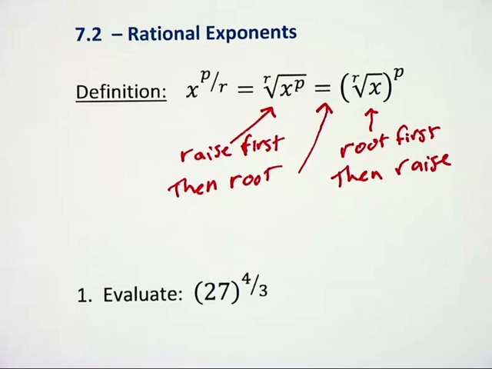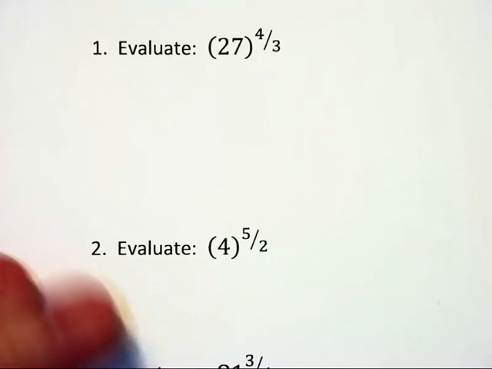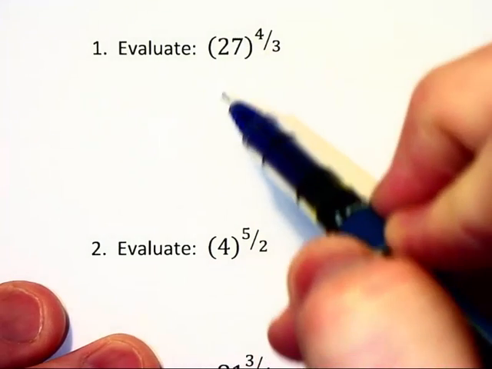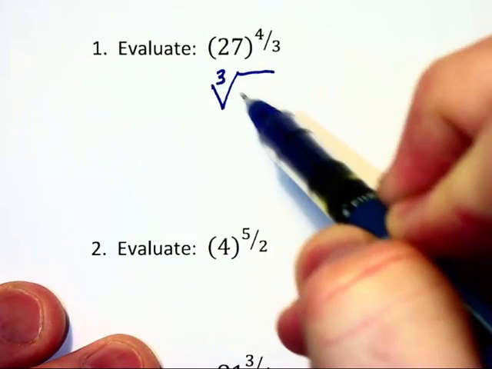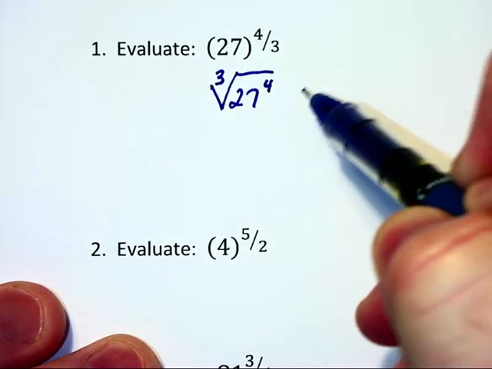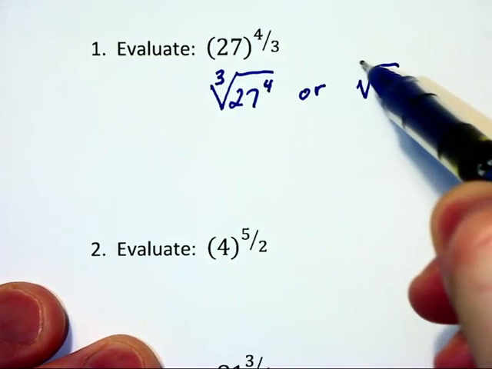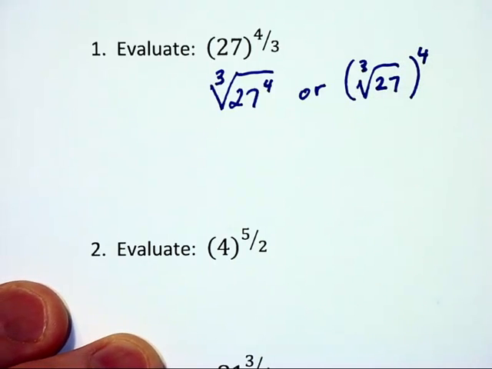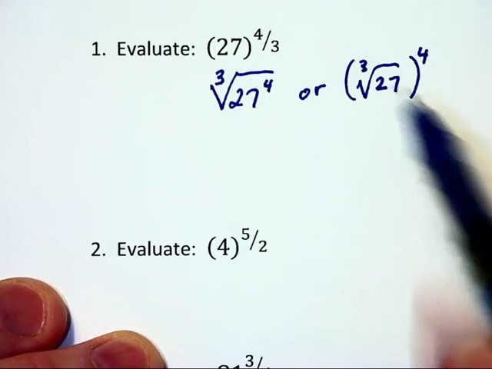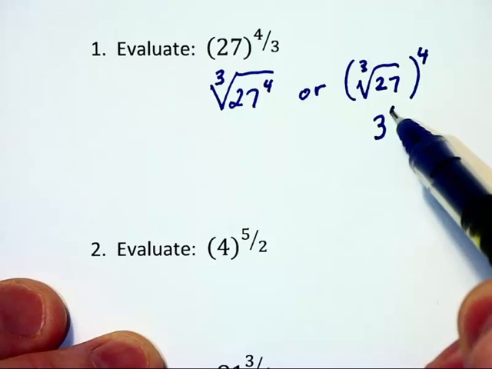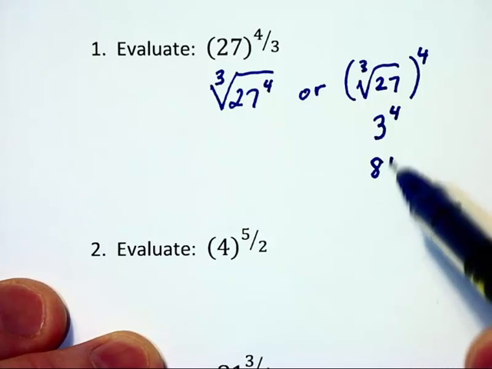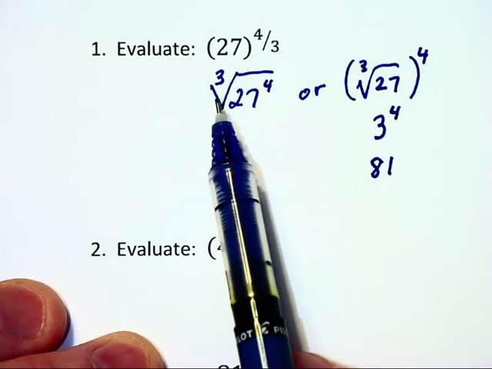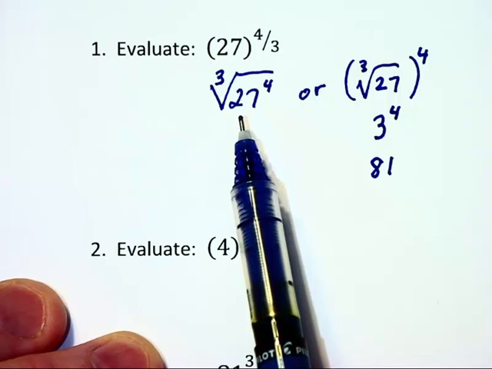So now let's actually put this into action and start seeing what this means. When we have 27 to the 4/3 power, we can either write this as the cube root of 27 to the 4th, or we can write that as the cube root of 27 all getting raised to the 4th. Now I consider that it's a lot easier to take the root first because we can get 3, which then gets raised to the 4th, which is equal to 81. Over here on the left, 27 to the 4th power, that's huge, and we would never be able to cube root that huge number in our heads without using a calculator.